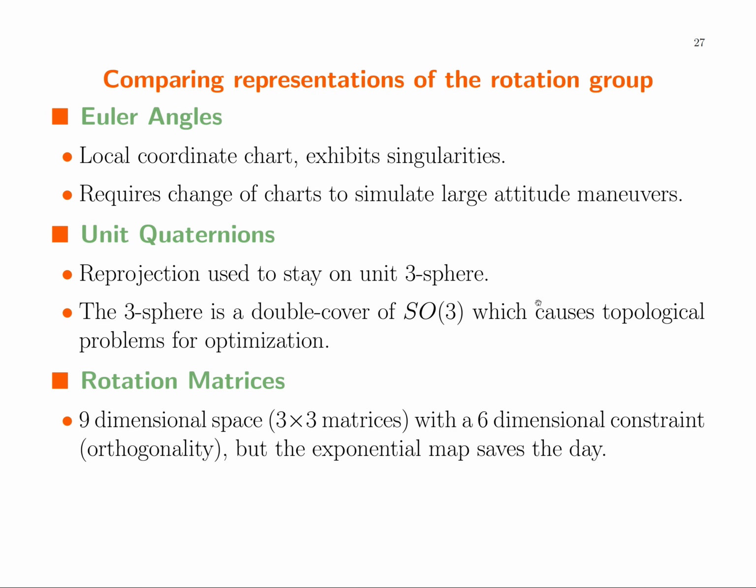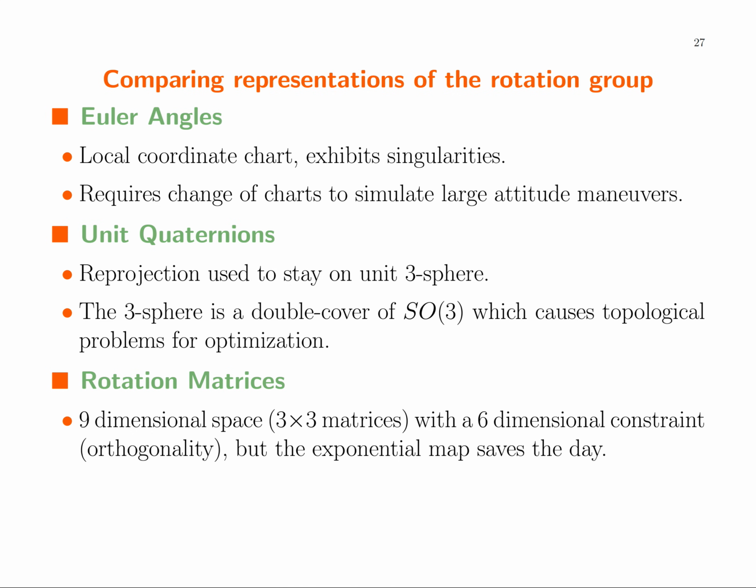Another approach which is quite popular in the engineering community is to use what are called quaternions, and in particular to identify rotations with the unit 3-sphere in the quaternions. The advantage of this approach is that the condition of staying on the unit 3-sphere is relatively straightforward. One could simply use something like reprojection. The potential disadvantage of unit quaternions is that the 3-sphere is a double cover of the rotation group, and so this may cause topological problems when you're trying to do optimization.